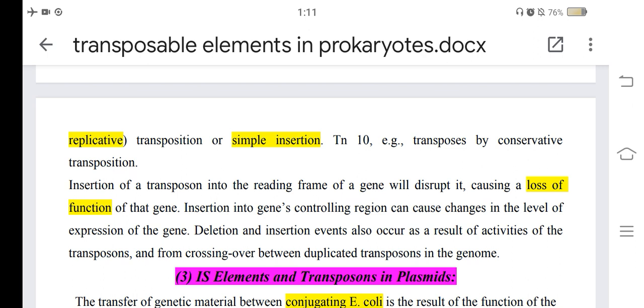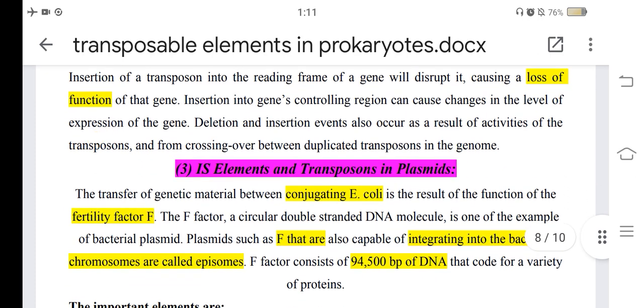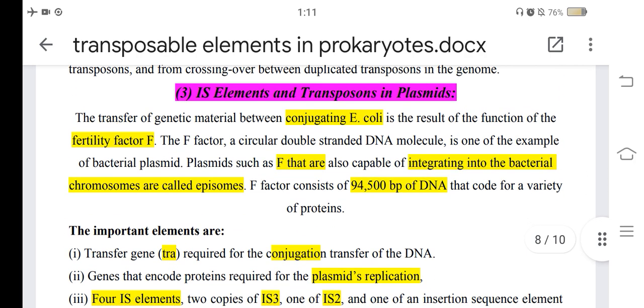Insertion of a transposon into the reading frame of a gene will disrupt it, causing a loss of function of that gene. Insertion into a gene's controlling region can cause changes in the level of expression of the gene. Deletion and insertion events also occur as a result of activities of transposons and from crossing over between duplicated transposons in the genome. Then, IS elements and transposons in plasmids.